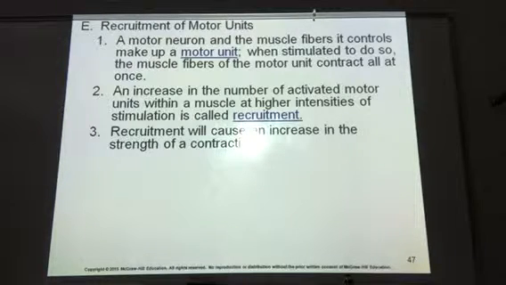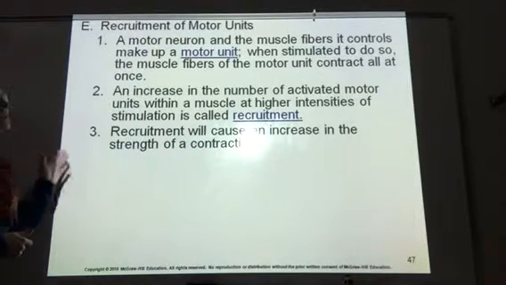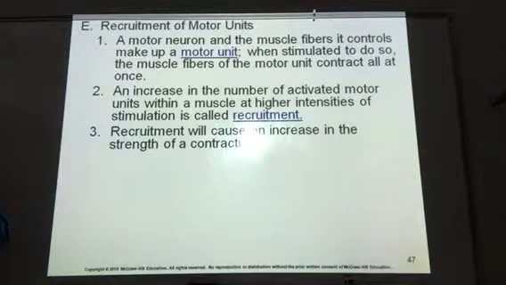So here, this is getting back to the all or none part. A motor neuron and the muscle fiber it controls make up a motor unit. So that would be the muscle and the nervous system part. When stimulated to do so, those fibers are going to contract at one time. An increase in the number of those motor units within a muscle will give you higher intensity of muscle contraction. That is called recruitment. So recruitment is going to give you more strength.